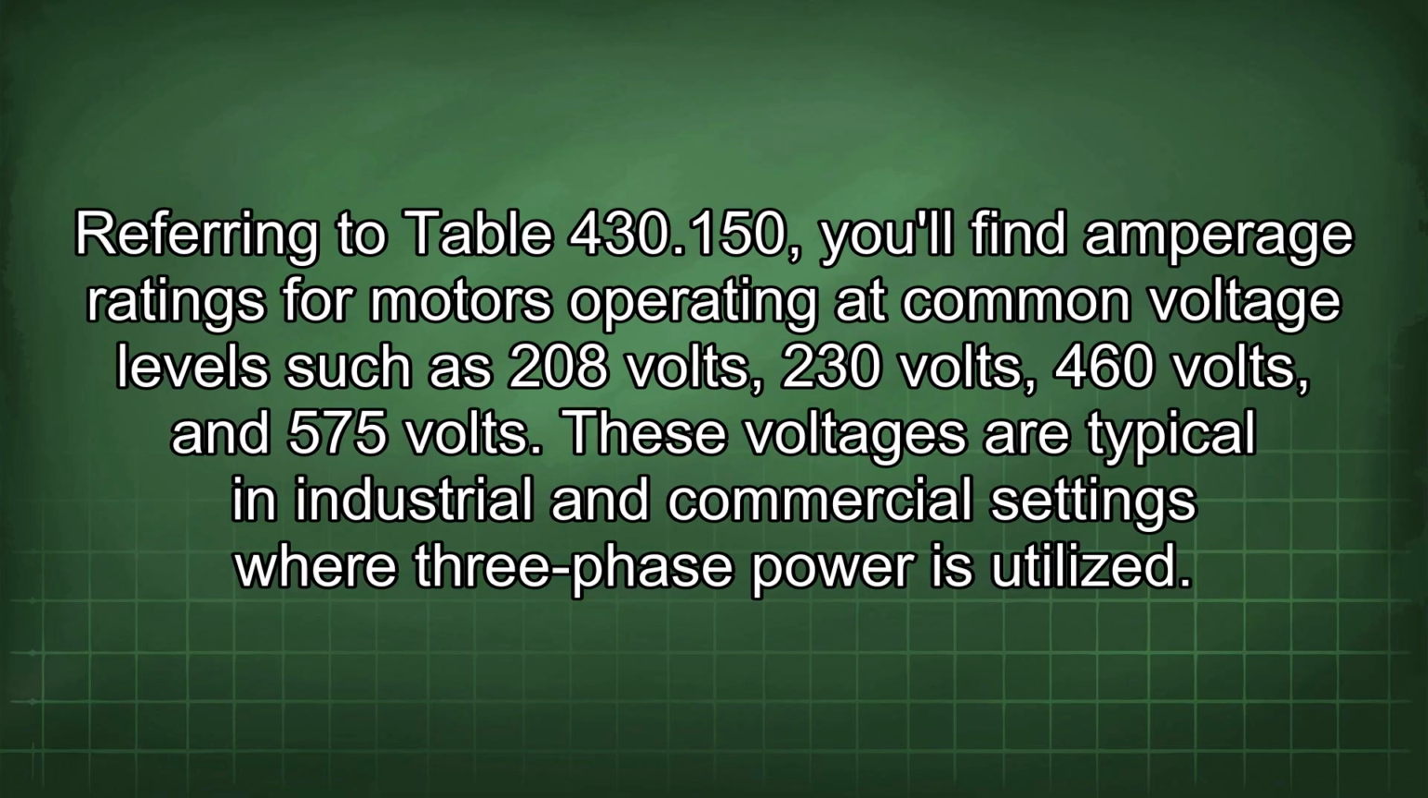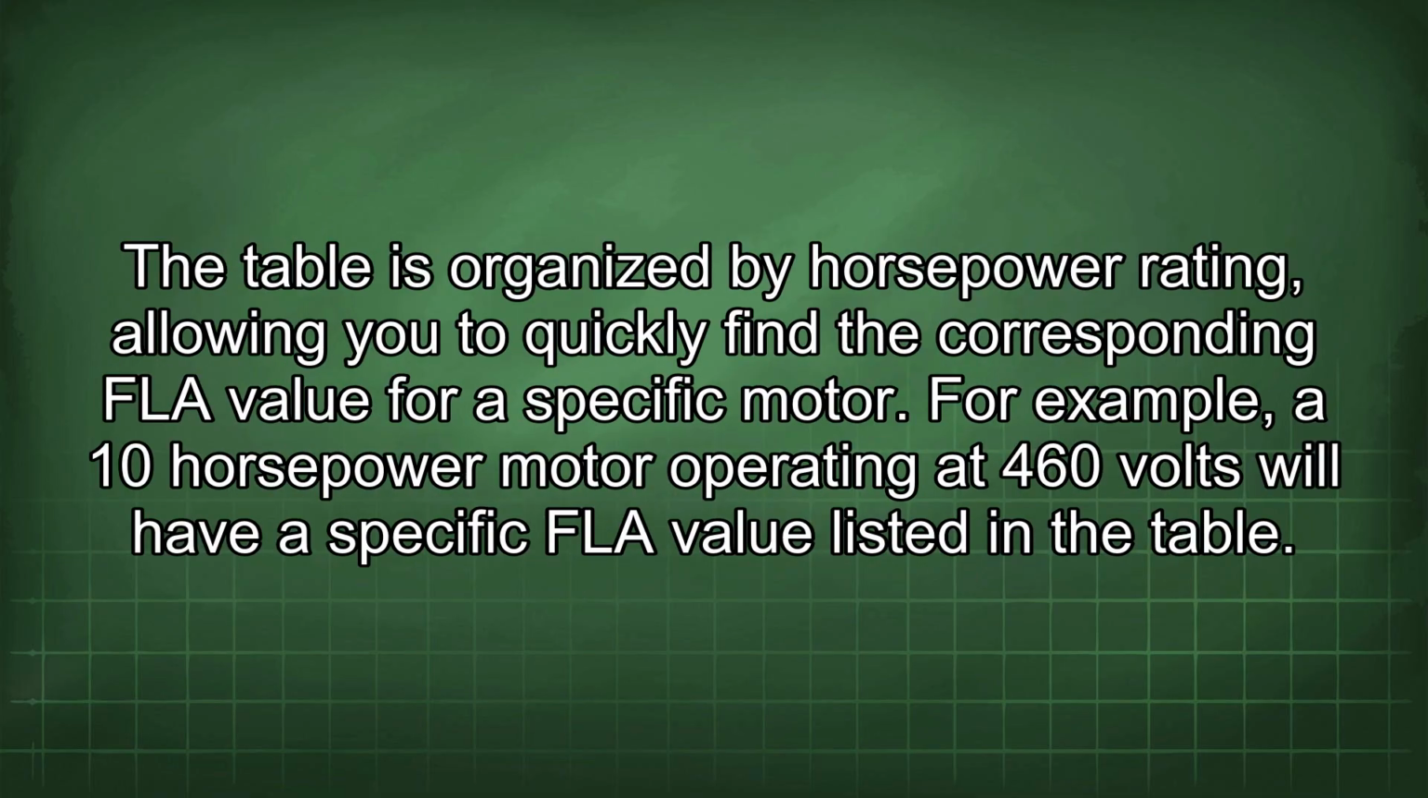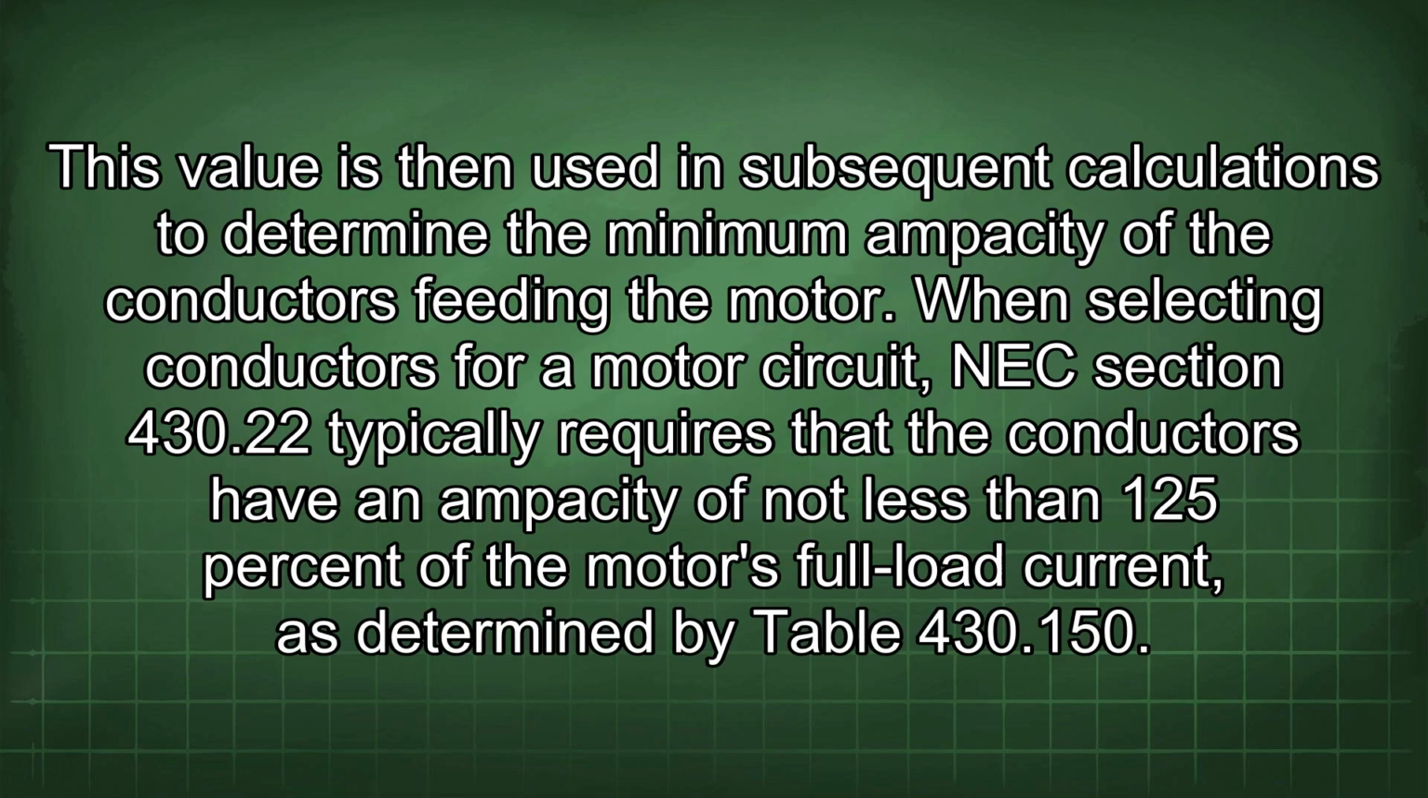Referring to Table 430.150, you'll find amperage ratings for motors operating at common voltage levels such as 208 volts, 230 volts, 460 volts, and 575 volts. These voltages are typical in industrial and commercial settings where three-phase power is utilized. The table is organized by horsepower rating, allowing you to quickly find the corresponding FLA value for a specific motor. For example, a 10 horsepower motor operating at 460 volts will have a specific FLA value listed in the table. This value is then used in subsequent calculations to determine the minimum ampacity of the conductors feeding the motor.